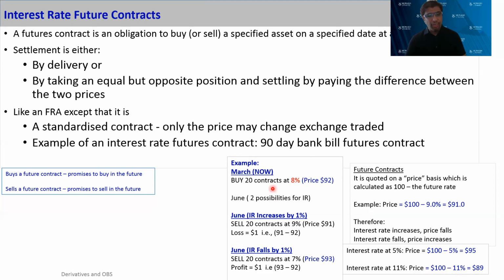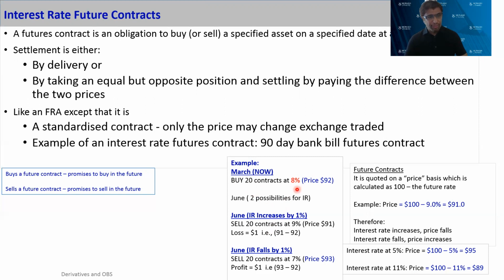If you buy 20 contracts at 8% today, which is in March, the first change in the interest rate may happen in June. And in June, there are two possibilities. Maybe the interest rate goes up or the interest rate goes down. If the interest rate increases by 1% and you want to sell this, because with a contract like this, if you buy, you promise to buy, and then when it happens, when you settle, you have to sell the same amount. This is how the contract happens.